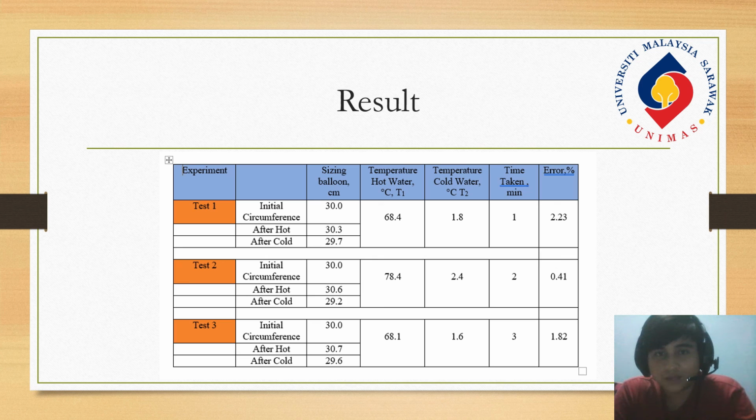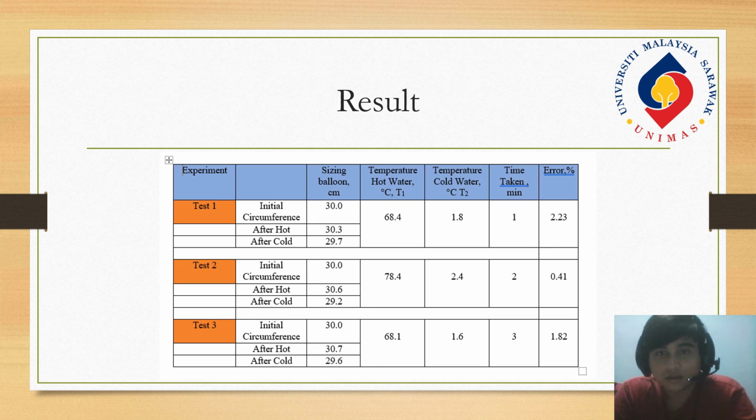After that, we immerse it back into the cold water. In the cold water, we wait another 1 minute too. After 1 minute, we measure the circumference. We got 29.7. After that, we calculate the percentage error.